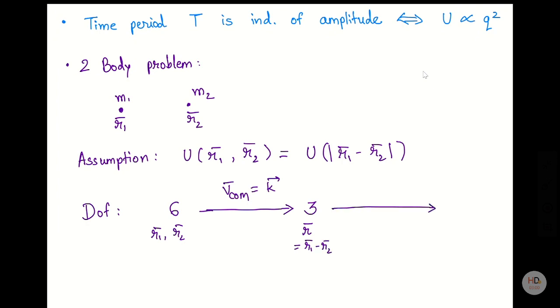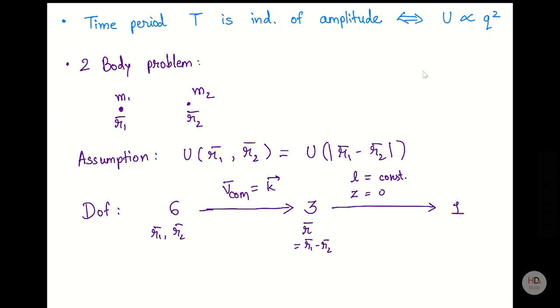And then we considered two things. Angular momentum is constant, so there is an axis along which there is no motion. Since angular momentum is constant, you have a plane of motion. Perpendicular to that, we call that axis z. That is constant or 0. We can define our coordinates such that z is equal to 0. So then we are reduced to only 1 degree of freedom, which is just r, the distance between the two of them.